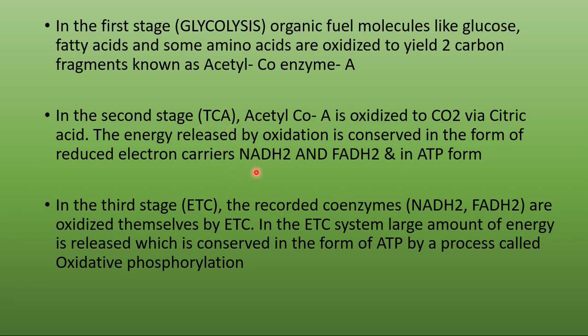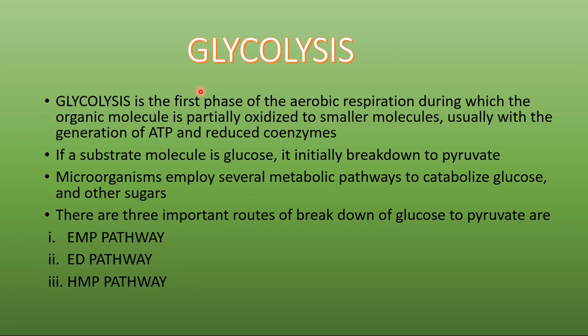Whatever reduced electron carriers or reduced coenzymes are produced all enter the electron transport chain and ultimately give ATP, the energy source, which we call oxidative phosphorylation. We will discuss all these things in detail one by one. Now let's begin with the first one, glycolysis.